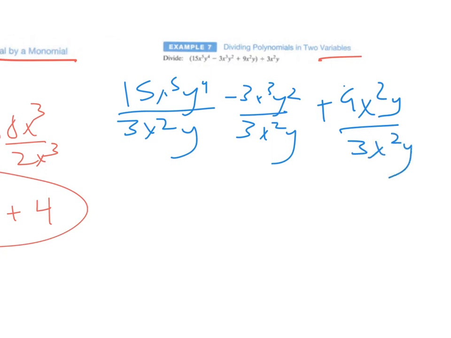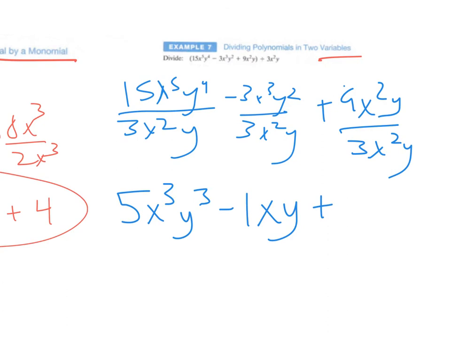So I go through my process of subtracting variables and dividing numbers. So 15 divided by 3 is 5. Subtract, I get x cubed. And when I subtract, I get y cubed. This becomes a -1 when I divide the numbers, and when I subtract the variables, I get x to the 1st power, and I get y to the 1st power. Once again, I divide my numbers, subtract my variables. They cancel, because they come to 1, so then this is our answer.